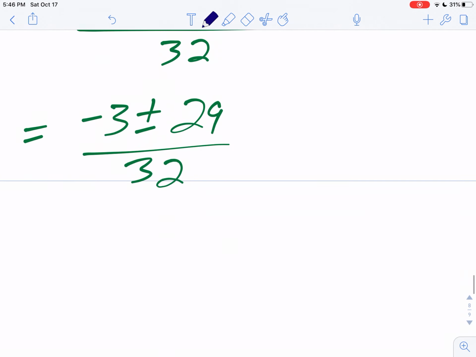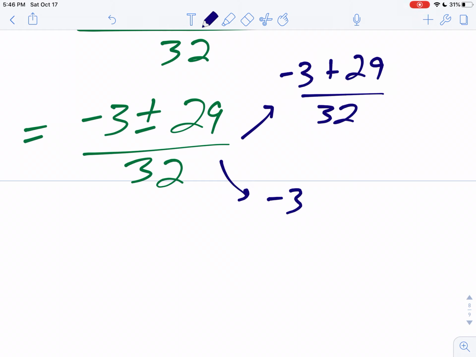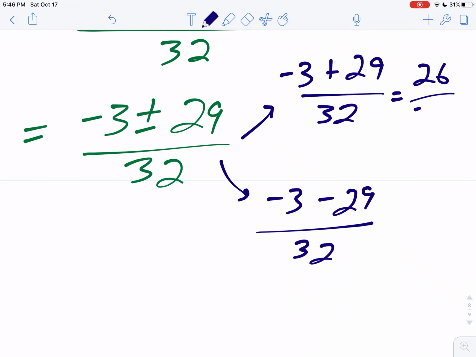Okay. What this tells you is you have two answers, a plus or minus. So we have to break it apart. Negative 3 plus 29, and then divide by 32, and negative 3 minus 29, divide by 32. Okay, so this comes out to be 26 over 32. This one comes out to be negative 32 over 32.